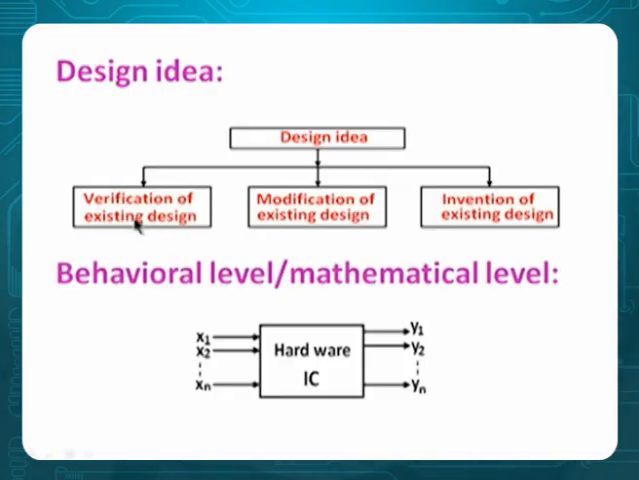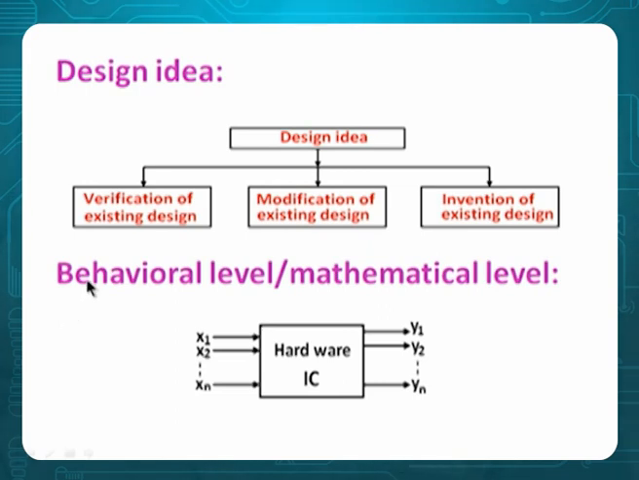So when you are verifying an existing design, we generally call it a BTech project. And the second design idea is modification of existing design. After you really verify the design, you'll go for a modification if one is possible. That's why I normally call it an MTech project. And the last thing that I have mentioned here in the design idea is invention. We want to invent some new things. That becomes PhD.